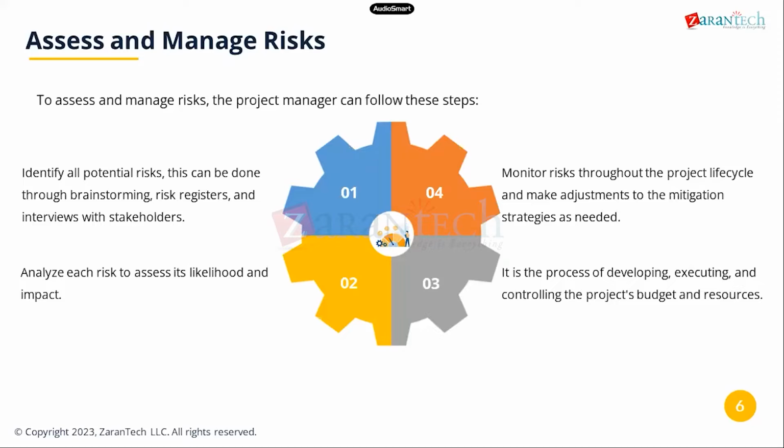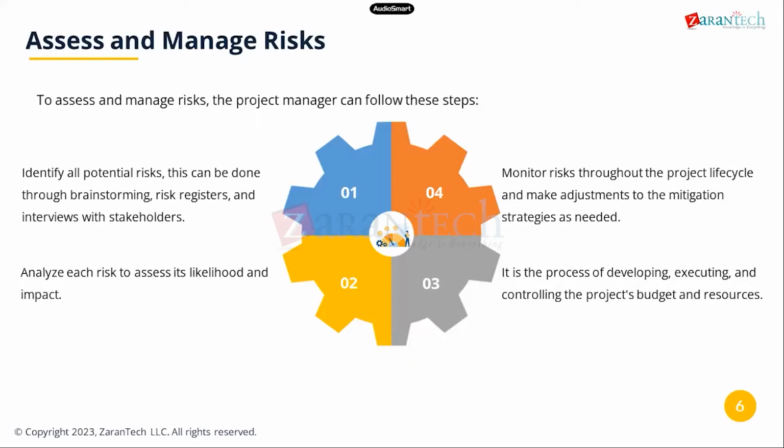Okay. Analyze risk likelihood and impact. Here it will help to prioritize risk based on the probability and severity, allowing the team to focus on managing the most critical risk. And budget and resource management. This will ensure that allocated budget and resources align with the project requirements and are utilized effectively.